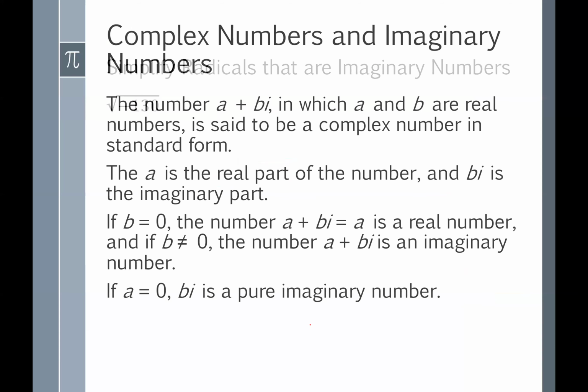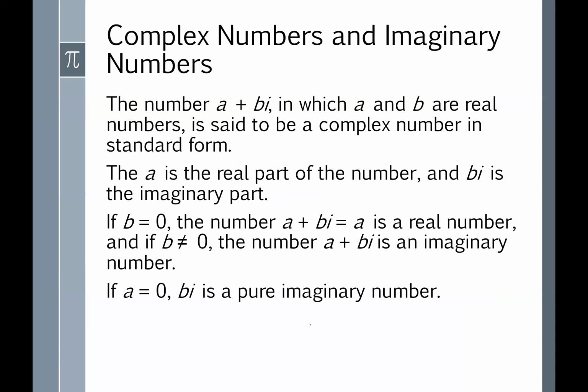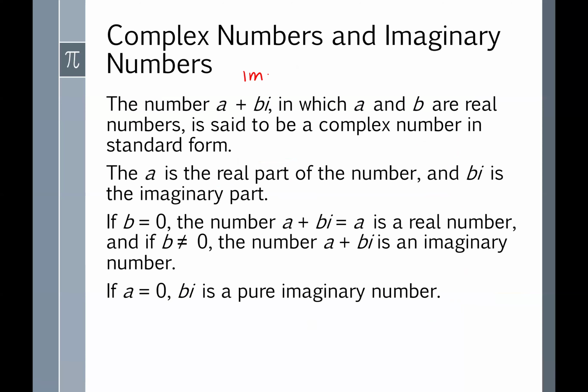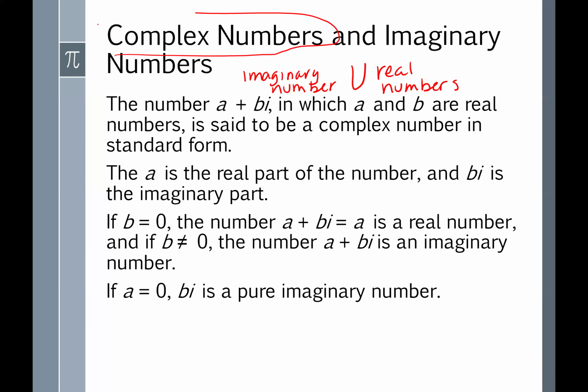Okay, now since these are numbers, well, let me go back a step. If I take the set of imaginary numbers, and what makes it an imaginary number is if it contains the square root of a negative somewhere, and I combine those with the set of real numbers, I get this set of numbers called the complex numbers.